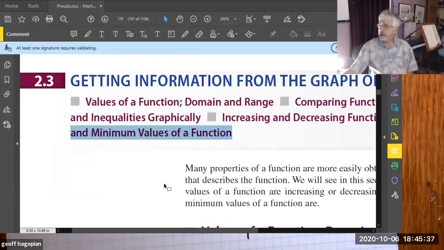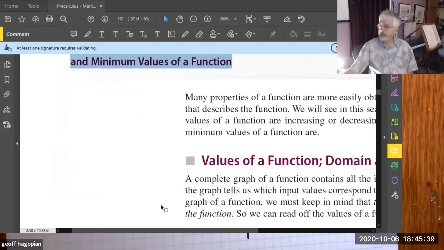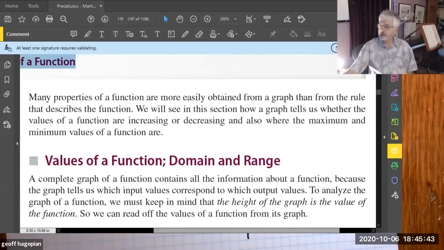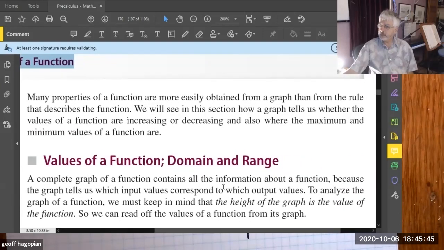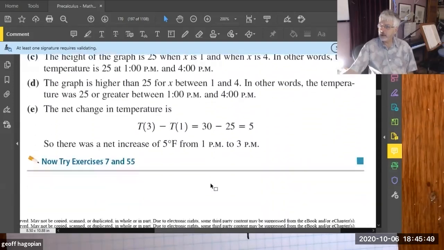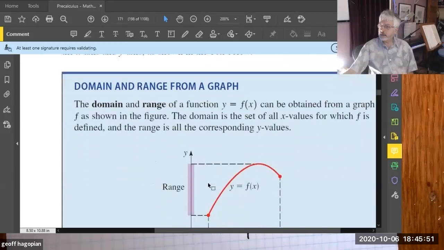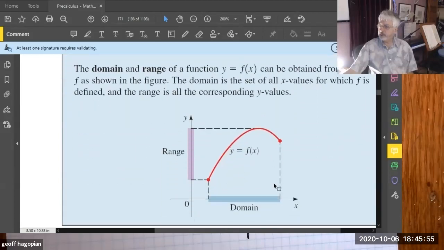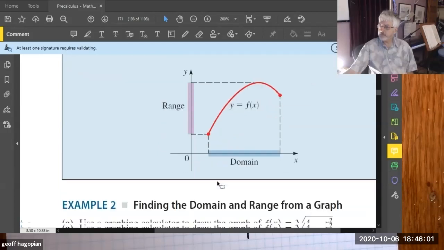Have we already talked about domain and range? The domain is the set of all inputs. The range is the set of all outputs. I think we have talked about that. So let's move on to where the exercises are: domain and range from the graph. You project onto the x-axis, you get the domain. Project onto the y-axis, you get the range.